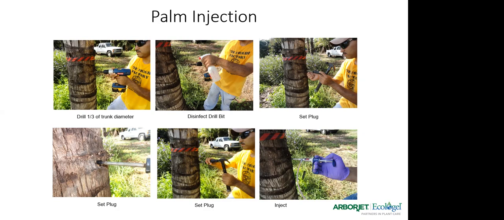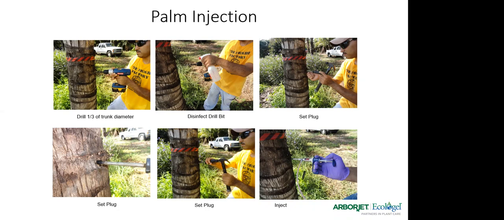So in this photo pattern here, you can see he drills in, and then right after he pulls that drill out, he disinfects the drill bit. That's just so he knows he's done it, he hasn't forgotten about it, and before he goes to the next palm, it's already been disinfected, and there's no issue of possibly vectoring disease. And then he sets the plug in. You can see right there, bottom left, he's just put it in the hole. Bottom in the center, he's starting to tap it in, and then he does the injection.